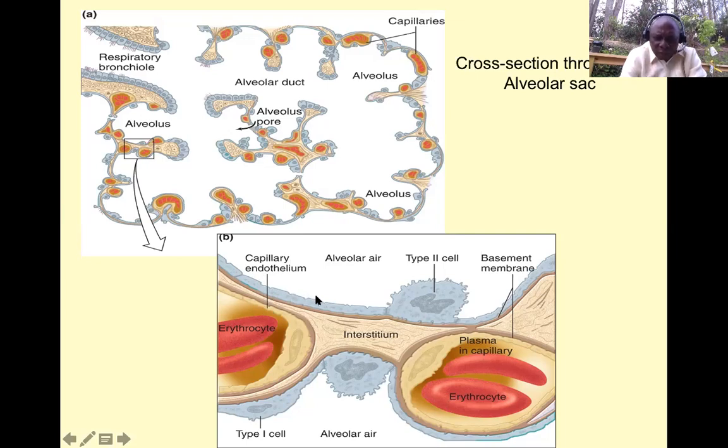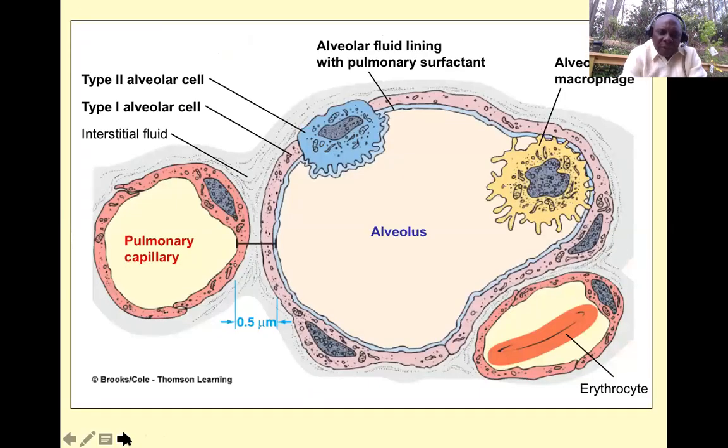Okay, let's look at the alveolar. In the alveolar, we see different types of cells. Here we see a type 2 cell, and on this other side, we see a type 1 cell, and we shall see a third cell type. So there are 3 cell types in the alveolar. In the next slide, we're going to see these cell types.